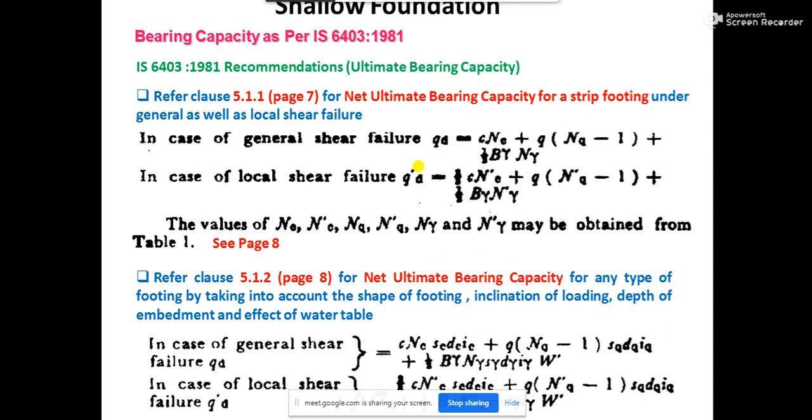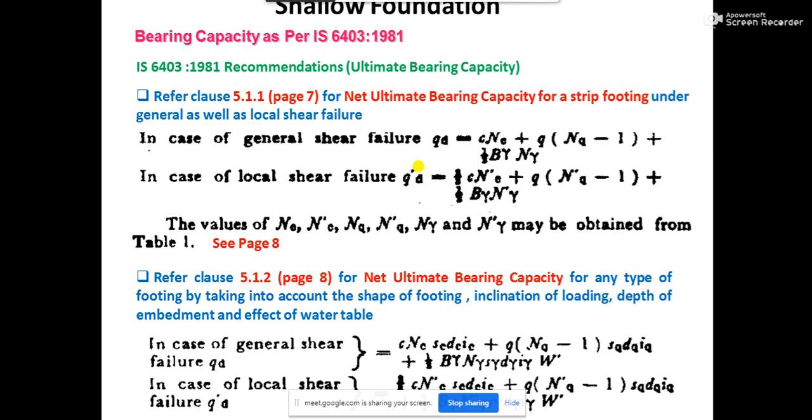So similar to that, suppose you think about Terzaghi's bearing capacity equation. If you remember when we discussed Terzaghi's bearing capacity equation, the load which acts on the footing is basically the vertical load. So when it is a vertical load, you can use c Nc Sc plus gamma D Nq Sq plus 0.5 gamma B N gamma S gamma.